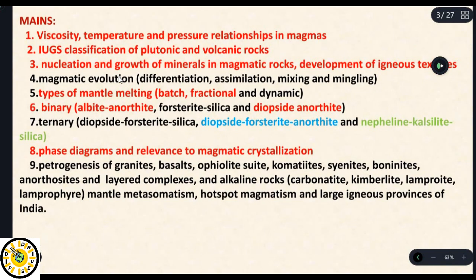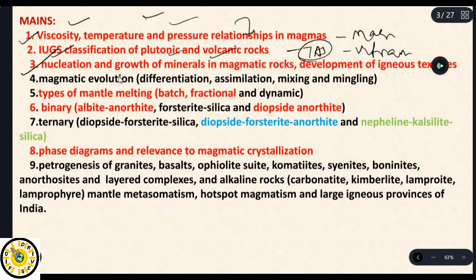So this is the GSI mains syllabus. I already discussed how to approach the GSI mains examination. This is all about the magma parameters, how different properties like viscosity, temperature and pressure affect the formation of the magma. Then all those IUGS classifications of plutonic and volcanic rocks, not only plutonic and volcanic, the Tas classification is also there, and the ultramafic classification is also there.